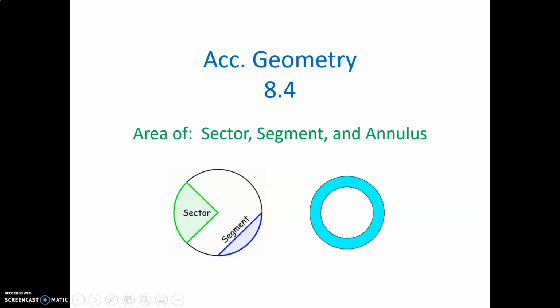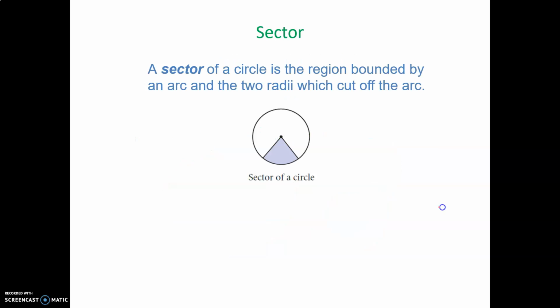This is section 8.4 of accelerated geometry. The topic is area of a sector, a segment, and an annulus. So this is a picture of a sector, this is a picture of a segment, and this is a picture of an annulus. Okay, we'll start with a sector.